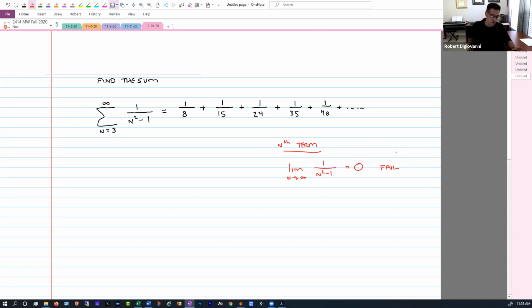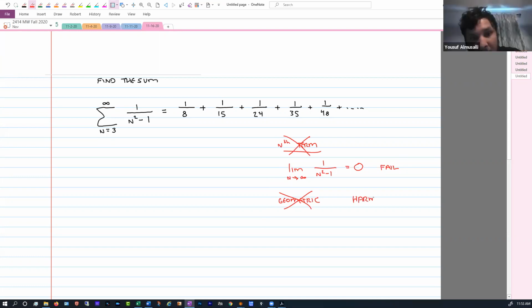All right, so now you'd say, is it geometric? Yusuf, does this look geometric to you? No, sir. And the big thing that tips people off about geometric is the n has to be up in an exponent, right? We don't have that, so it's not geometric. Nth term didn't work. Harmonic? Nope. It's quadratic on the bottom, okay.